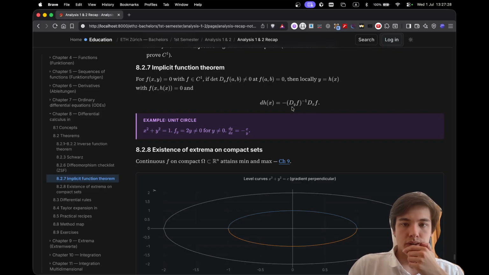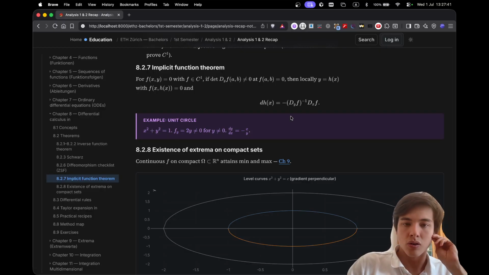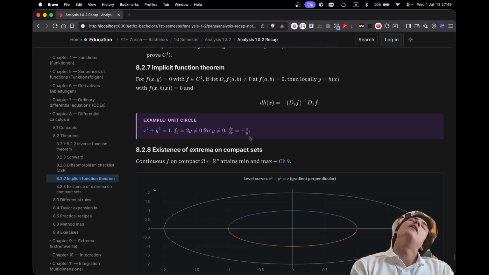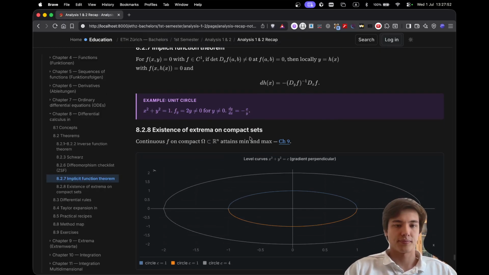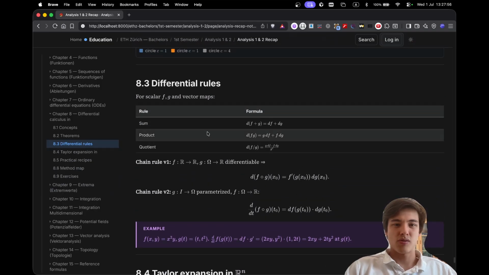Would this be 2y inverse times 2x? So what is left is minus x divided by y. Some rules. Yeah, we've seen that already.